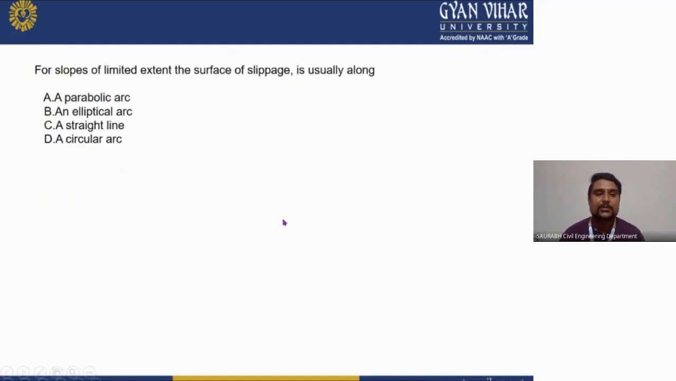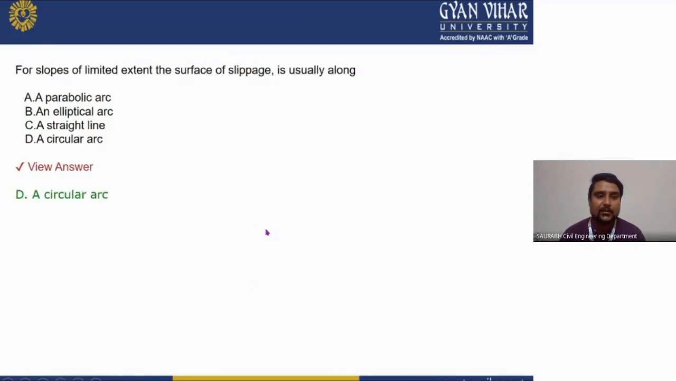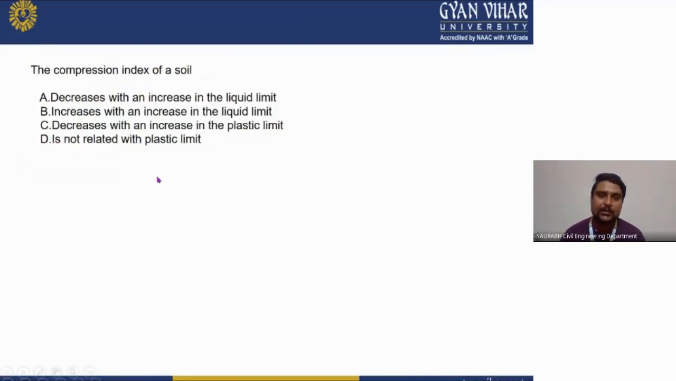Now come on the next question. For a slope of limited extent, a surface of slippage is usually along which of these? The options given are a parabolic arch, an elliptical arch, a straight line, and a circular arch. So the right answer here will be a circular arch. As you can see, for a slope of limited extent, the surface of slippage is usually along a circular arch. Here your right answer will be D.